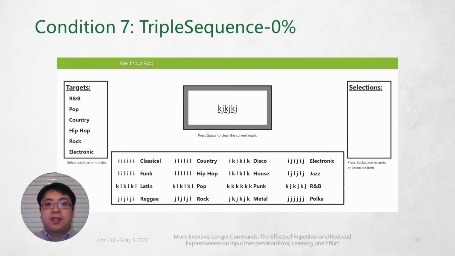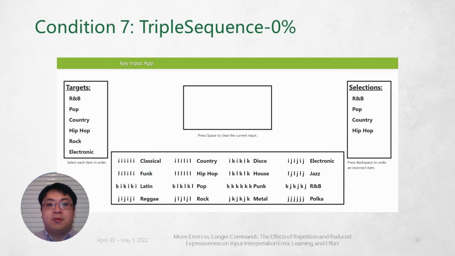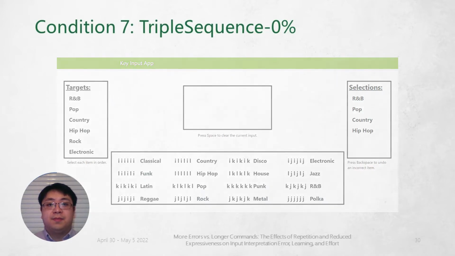Finally, the triple sequence condition was similar to the double sequence ones, but this time the participants had to repeat the command 3 times to select an item. We tested this at 0% to see if further increasing sequence length would impact the user's performance.